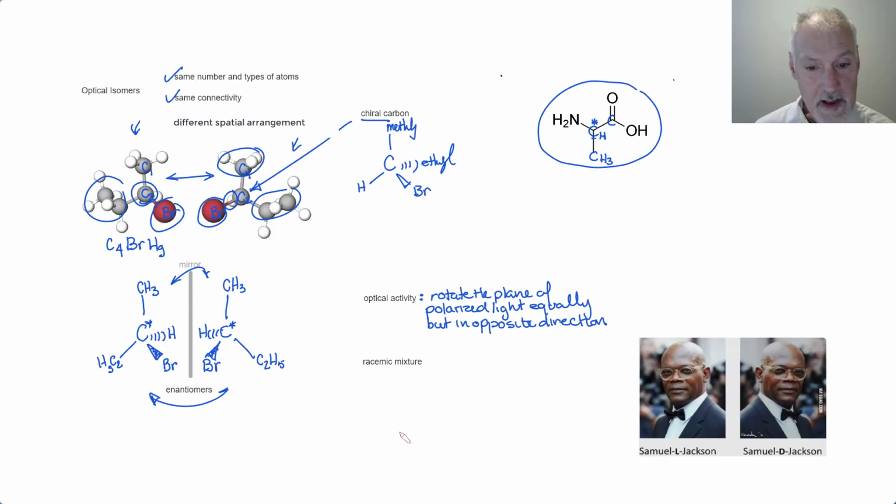That is the only property that they will differ in. They will have similar melting points, boiling points, densities, but they differ only in their optical activity. The last set introduced the term of what's called a racemic mixture. It is a 50-50 mixture of each of these enantiomers.